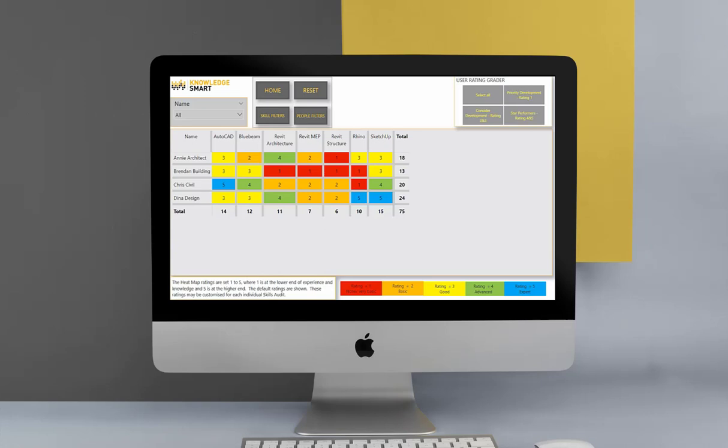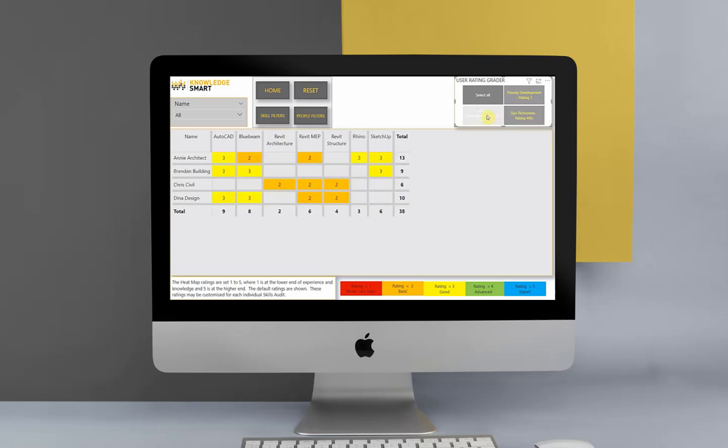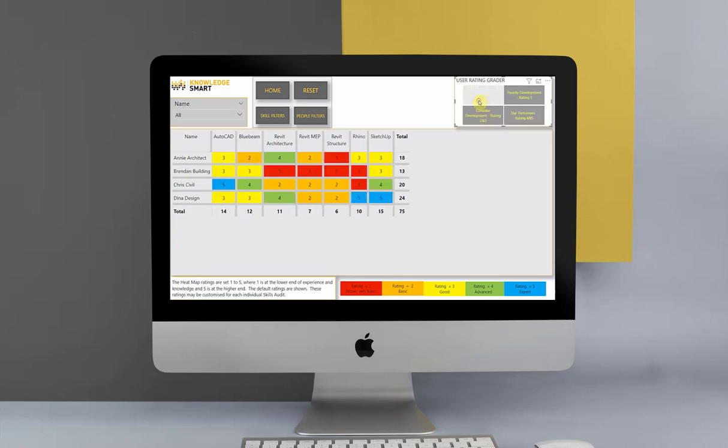The user rating grader may be used to focus on specific ratings, improving the clarity of the heat map by hiding those ratings not of interest. The total rating for individuals and specific skills are shown at the column and row ends.